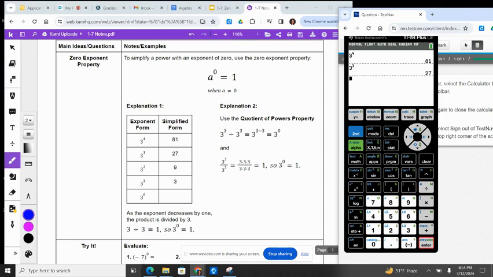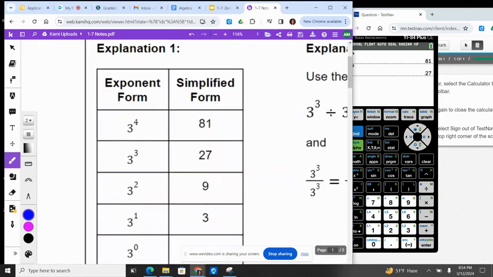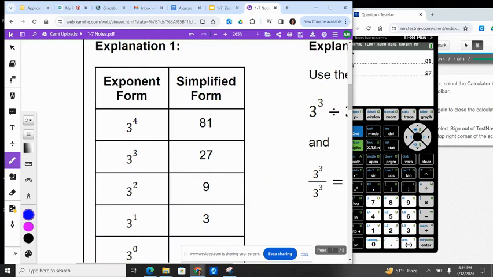Before we type in what 3 to the 0 power is in our calculator, I want us to look at some patterns. Look at what's happening from 81 to 27. And then look at what's happening from 27 to 9, from 9 to 3. Feel free to raise your hand if you want to share or pause the video. But what I want you to see is that we are dividing by 3 every single time. So 81 divided by 3 is 27. 27 divided by 3 is 9. 9 divided by 3 is 3.